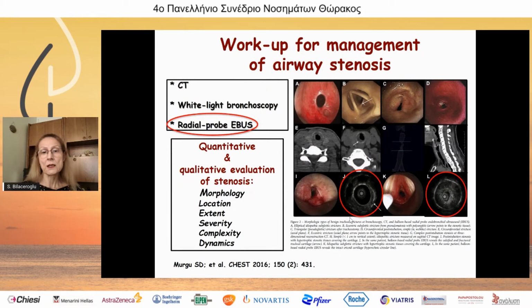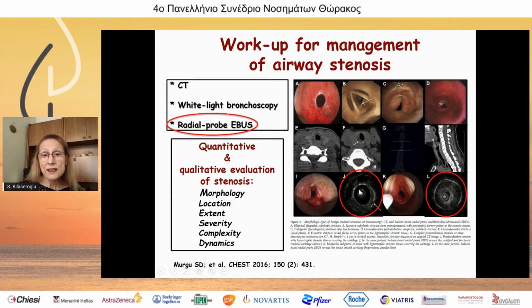The main instruments are CT, white light bronchoscopy, and radial probe EBUS. Here, as we see, we can visualize the inner appearance of the stenosis, but we can see the length, width, location, and the neighboring tissues on CT better. And that is not enough.